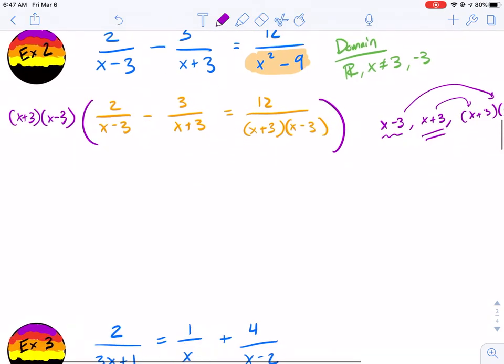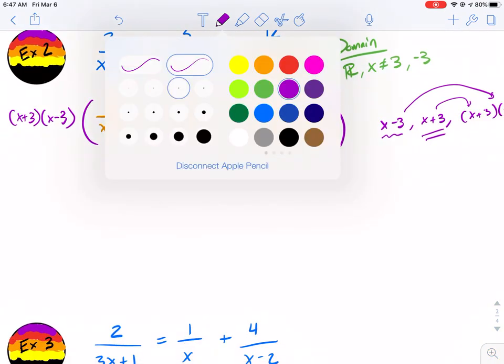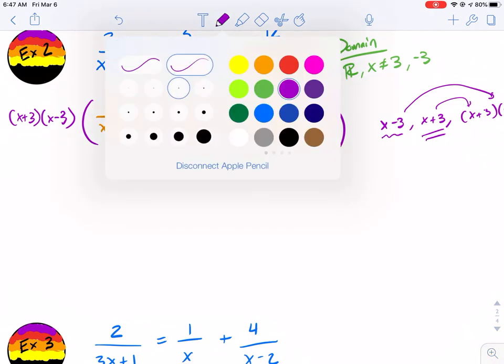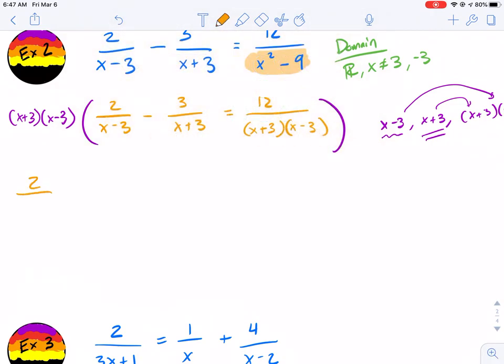Okay? Now I'm going to write this out. This is going to be kind of painstaking, and you don't have to do this. Once you get a little bit more comfortable, you can just do this on the fly and cancel as you go. But I'm going to just show you the long way to do it, just so you don't get confused. Okay? And more practice makes perfect, obviously. Okay? I'm going to put this in parentheses too, because we're about to do some multiplication. Then we have 12 over x plus 3 times x minus 3.